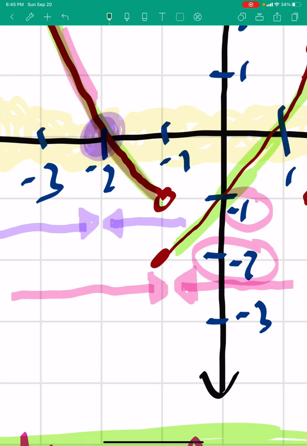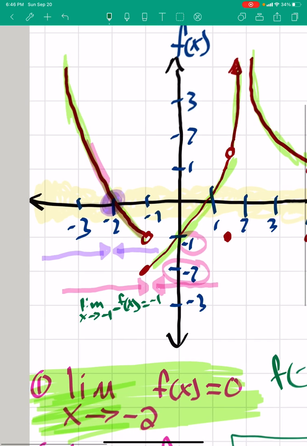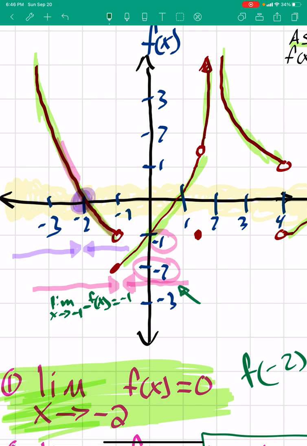So the limit as x approaches -1 from the left of this function seems to equal -1. But the limit as x approaches -1 from the right of f of x seems to equal -2. So the limit is not the same value from the left as it is from the right. So I have to say the limit does not exist.